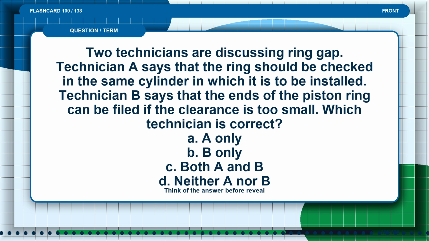Flashcard 100. Two technicians are discussing ring gap. Technician A says that the ring should be checked in the same cylinder in which it is to be installed. Technician B says that the ends of the piston ring can be filed if the clearance is too small. Which technician is correct? A only, B only, C, both A and B, D, neither A nor B. Pause and think of the answer before the reveal.